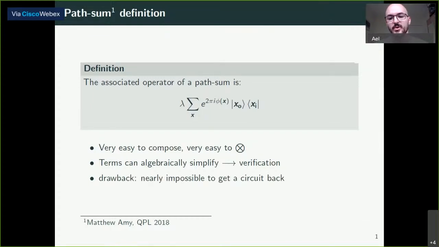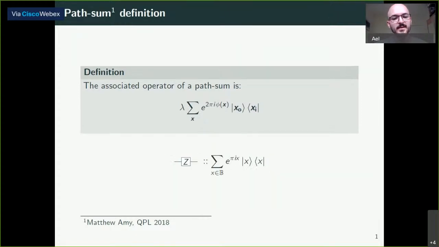However, when you compute everything in a path sum and when all the terms simplify, it is nearly impossible to get a circuit back. For example, a Z-gate is simply this expression with a phase of pi times x. If you compose two Z-gates, you get a phase with a 2 pi. So this phase equals 1, and it gives the identity.